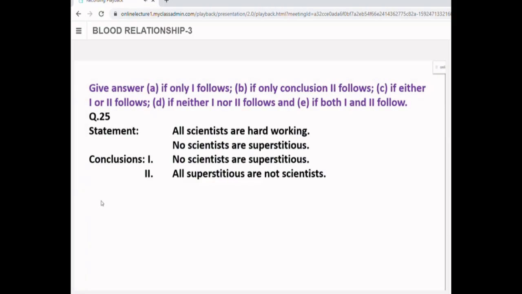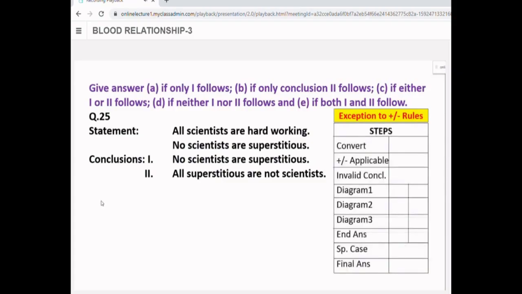Now look at the second conclusion. All superstitious are not scientists. They are also saying not. So both are true, but the sum can be solved in two ways. See both the methods. Here I've added an exception to the plus minus rule. What is that exception? I'll come to it. First step is convert, not applicable. Plus or minus applicable? Yes, there is a no, so plus or minus is applicable. Now we have to look at the plus minus rule.